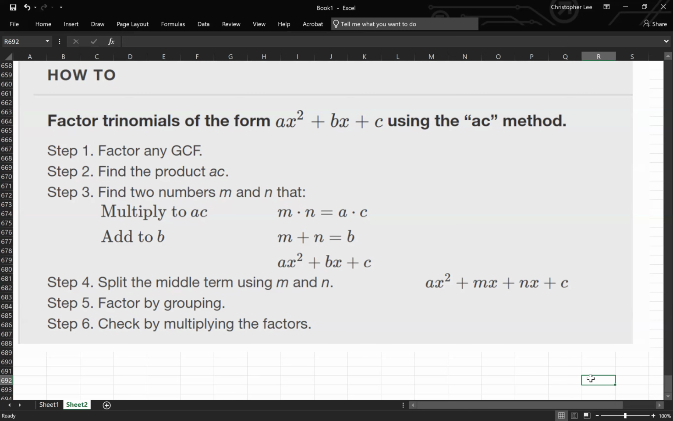Then you rewrite your equation, right? So splitting the middle term in with the m and the n, so it becomes ax squared plus mx plus nx plus c, factored by grouping, right? And then you have your two factors. And that's it. That's how you do the AC method. Right. And then of course, zero product property, set them both equal to 0, and that's it.